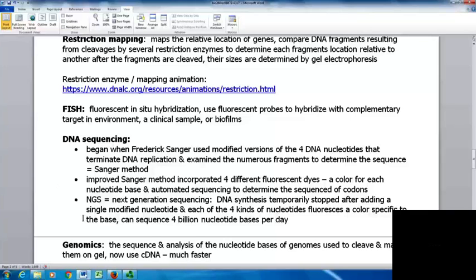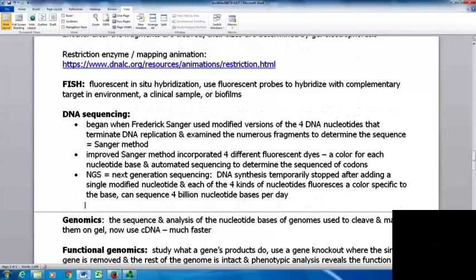With next generation sequencing, the DNA synthesis is temporarily stopped after adding a single modified nucleotide, and each of the 4 kinds of nucleotides, the A, T, G, and C, will fluoresce a different color specific to that base. This allows us, at this point, to sequence about 4 billion nucleotide bases per day.